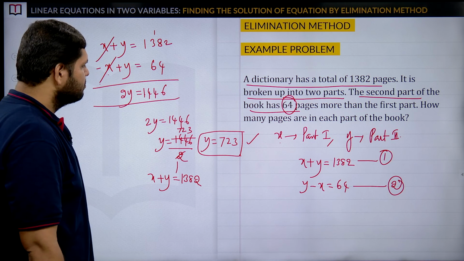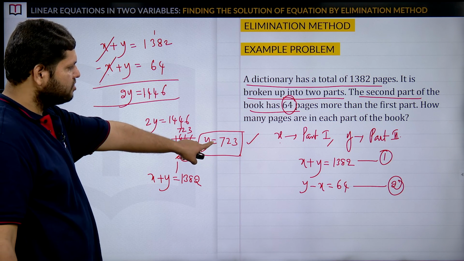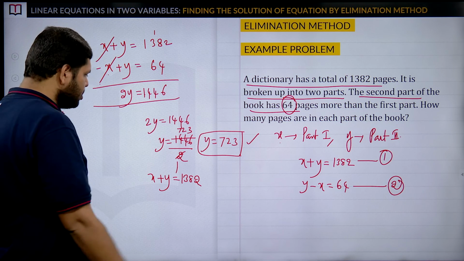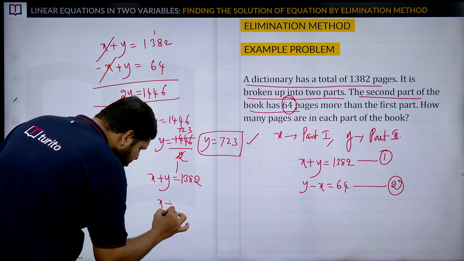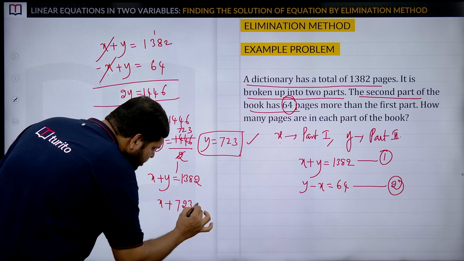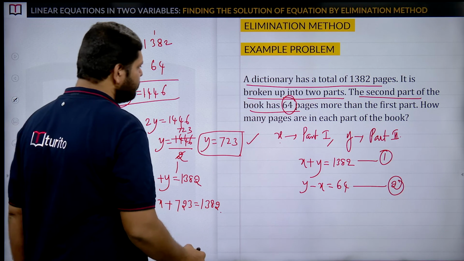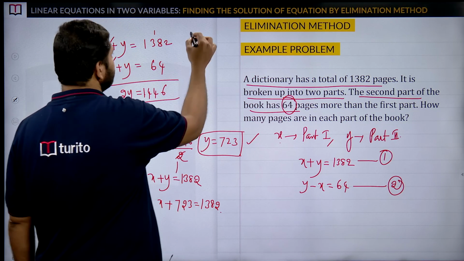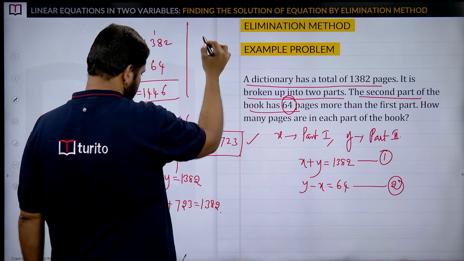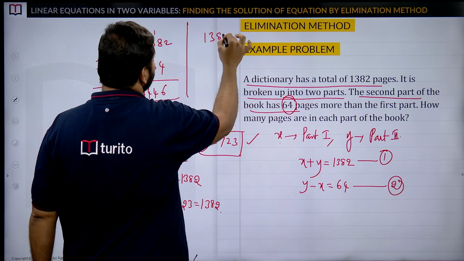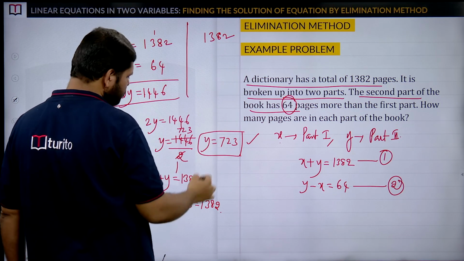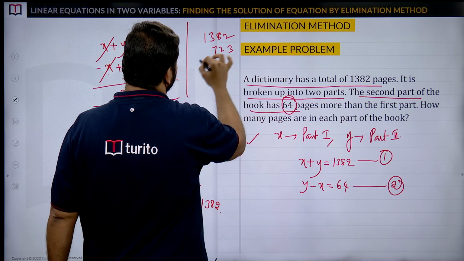So part 1, how many pages? Like part 2 has how many pages, children? 723. Substitute here. The y value is 723. So x plus 723 is equal to 1382. Then children will substitute here the value. Okay, do subtraction here. So 1382 minus 723. What is the value, children?